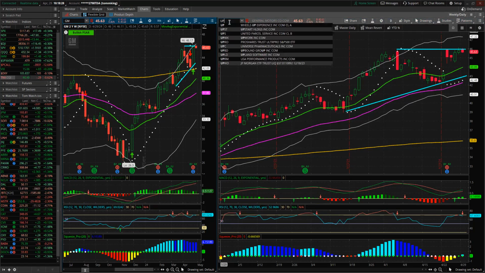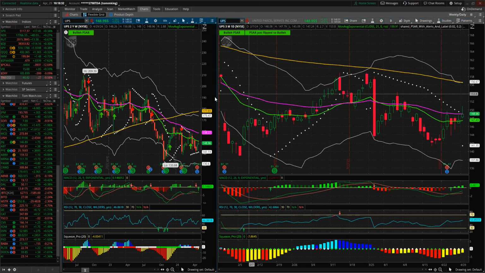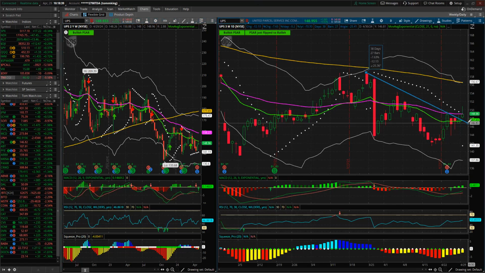Let's take a look at UPS in here. So UPS, a pretty good downtrend on this thing, just hasn't been doing well at all.